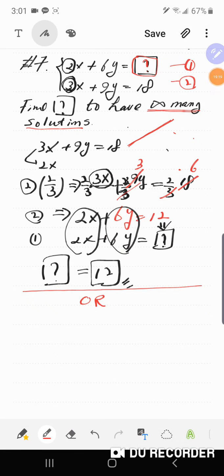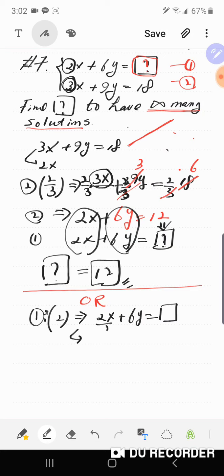Or you can do it this way. From the first equation, let's divide it by 2. Divide by 2 means over 2, over 2, over 2. So we get x plus 3y is equal to question mark over 2. How about the second equation divided by 3? This is 3x plus 9y, divided by 3. So we have x plus 3y is equal to 6.